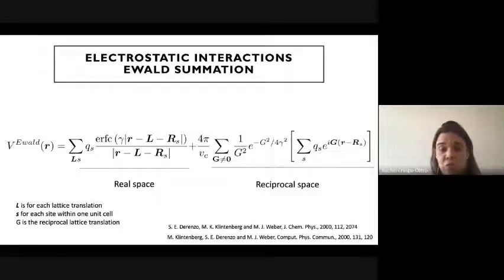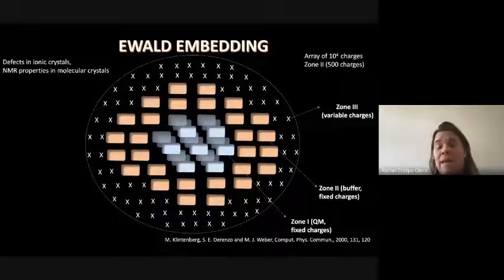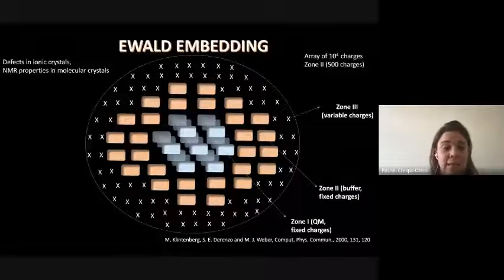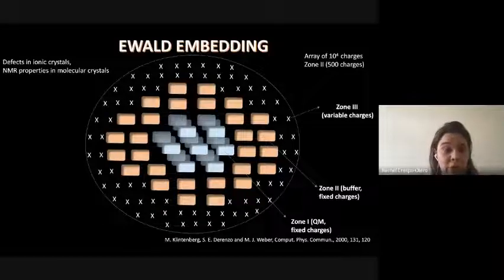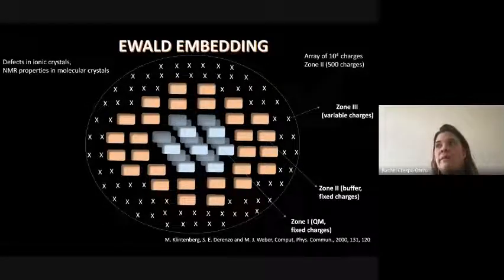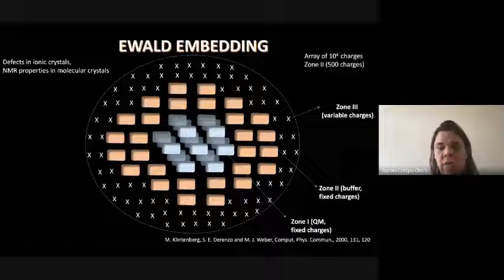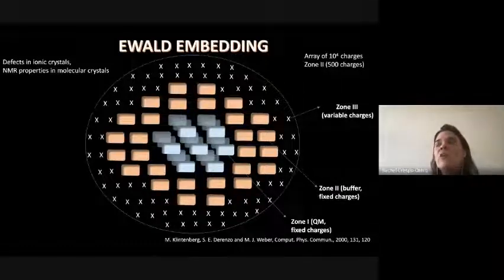of long-range interaction. So what we have been doing is working with an embedding method based on the use of this Ewald summation technique. Essentially, we use periodic boundary condition methods to optimize the crystal structure, the periodic structure, and from this we obtain the electrostatic potential of the system. Then we select a cluster in our crystal, but around this cluster we choose a region of charges that can be changed to reproduce the electrostatic potential of the whole crystal.